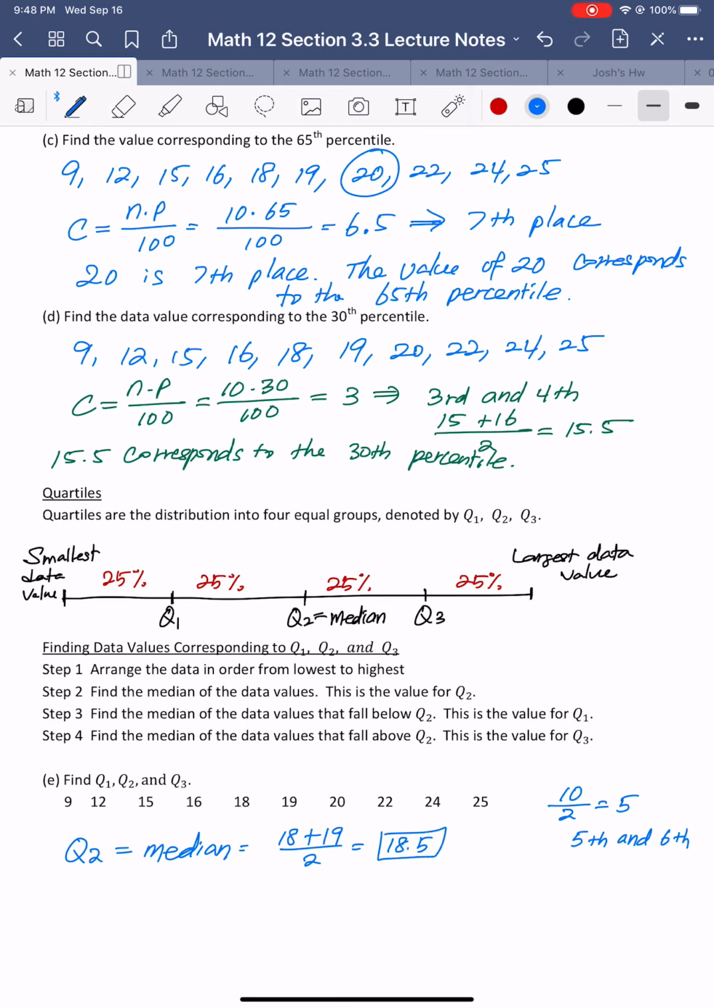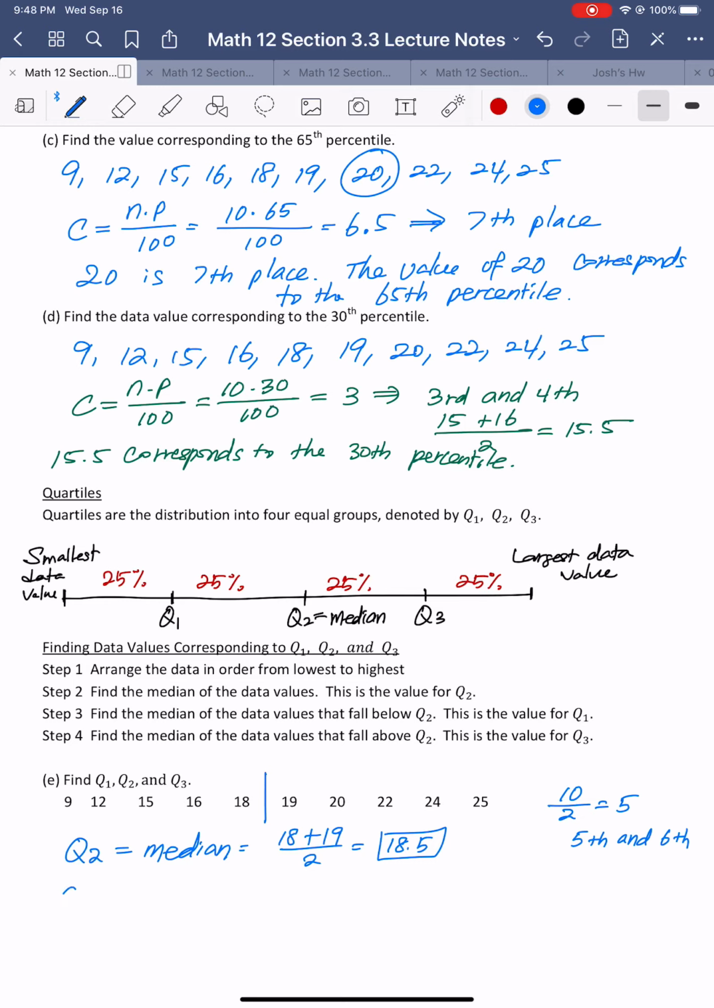Now, since there are 10 numbers, you can divide them exactly in half. You divide between 18 and 19, and then you get 5 numbers on the left and 5 numbers on the right. Then you find the median of the first 5, and the median of the second 5. Since there are 5 numbers, the median is going to be right in the middle, right?